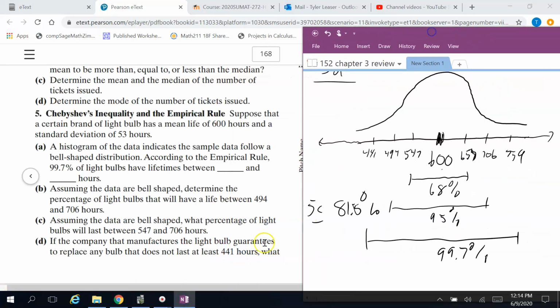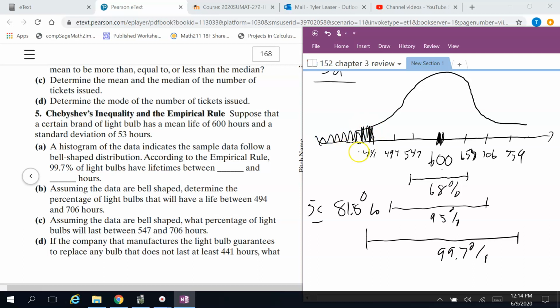Okay. So finally, the last question here, D. If the company that manufactures the light bulb guarantees to replace any bulb that does not last at least 441 hours, then it asked what percentage would they have to replace. 441 is way down here at the third standard deviation to the left, and we want it to not last that long, so we want it to be in this section.